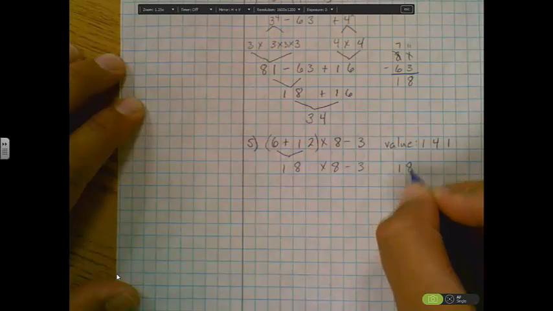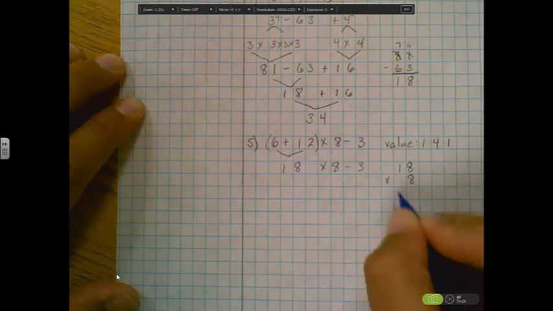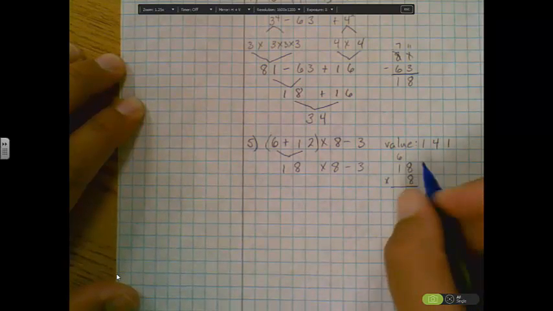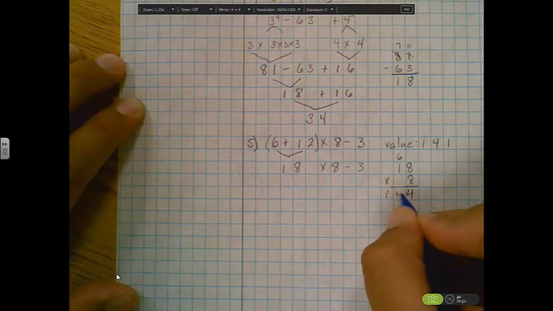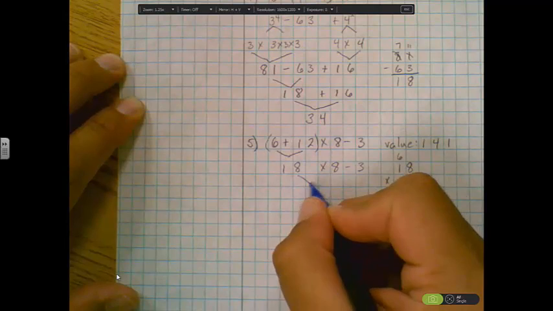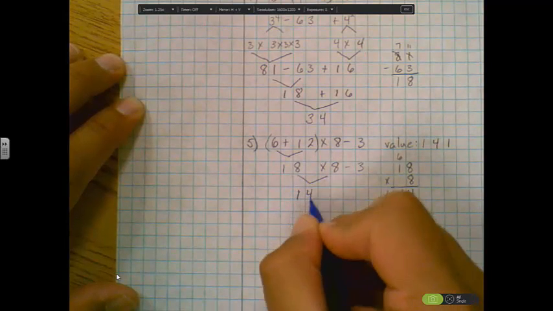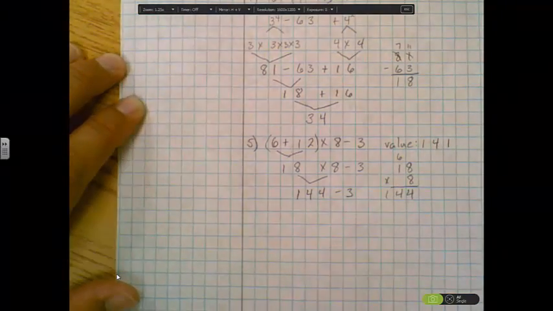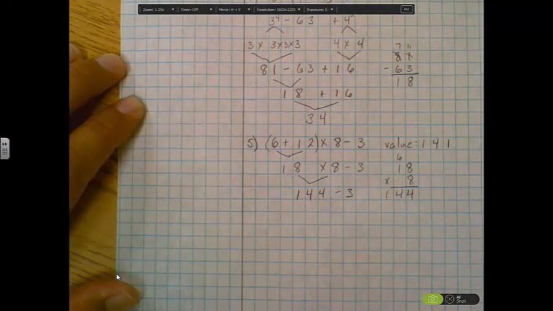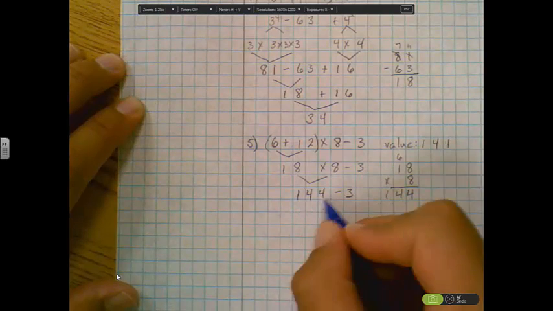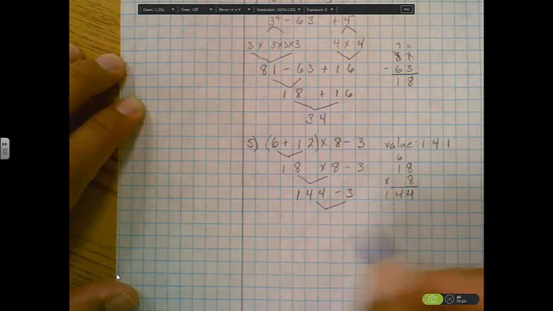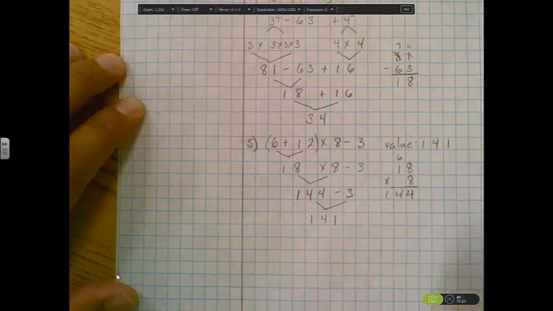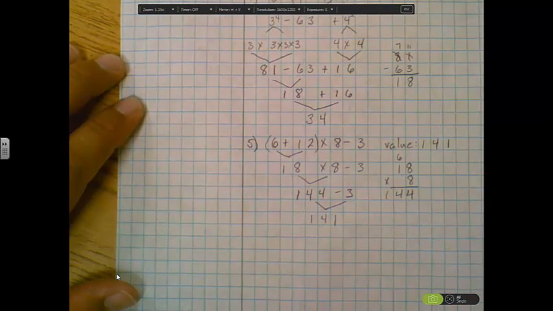So I got 18 times 8. 8 times 8 is 64. 8 times 1 is 8, plus 6 is 14. So when I work that out, I'm going to get 144. And then I'm going to subtract 3. So 144 minus 3 is 141. Well, I got it right on the first try.